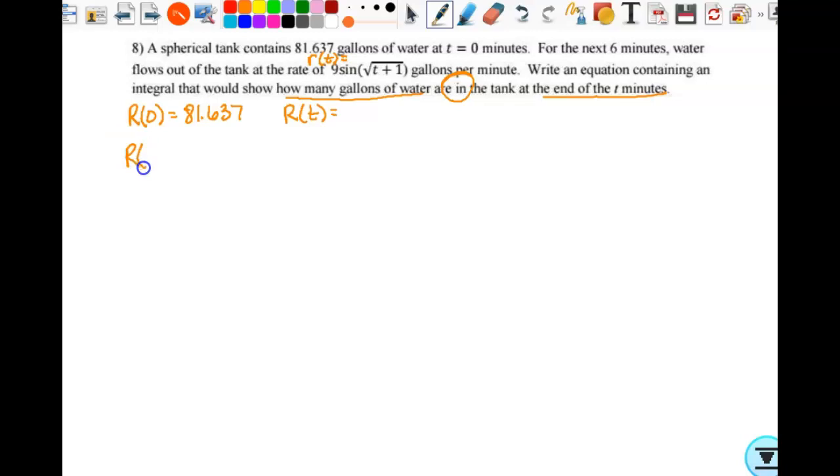So R of t is equal to R of 0, which we know, and then we're going to integrate, well, we're going to go from 0 to t or t to 0. What would make the most sense? 0 to t, because all the t's are going to be greater than that, right? So 0 to t, so this is plus, right? And then 9 times the sine of the square root of t plus 1 dt.